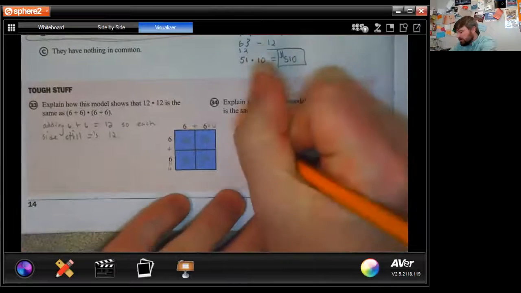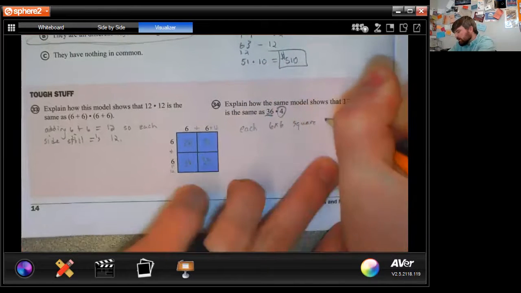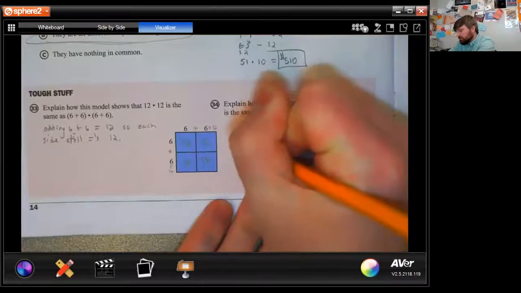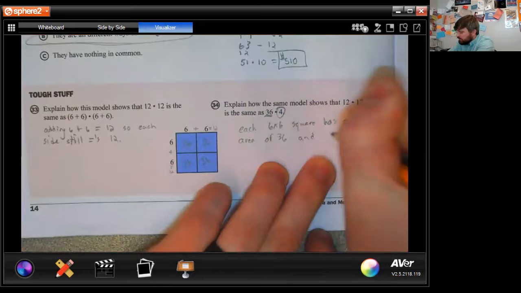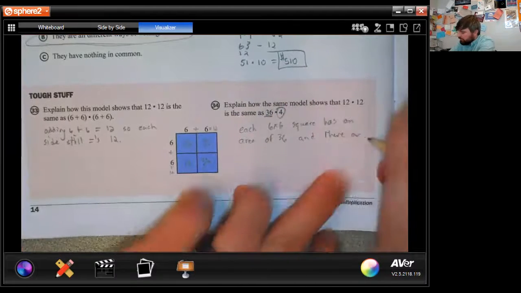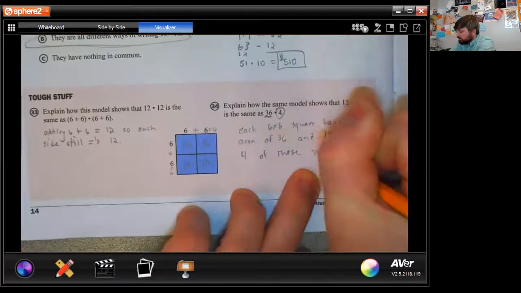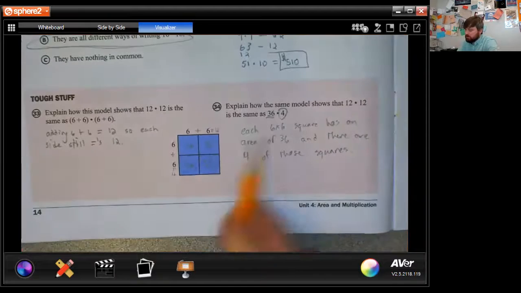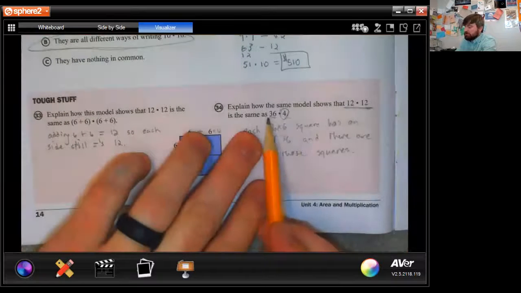So each 6 by 6 square has an area of 36, and there are 4 of those squares. Okay, so then you get, instead of adding 36 plus 36 plus 36 plus 36, you can just take 36 times 4 and get that same answer. Okay, so in fact, 12 times 12 is the same as 36 times 4.